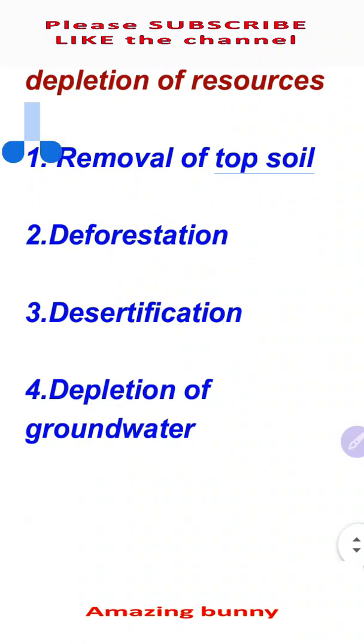Next is deforestation. Deforestation, as you know, results in a rise in temperature, less rainfall due to less transpiration, soil erosion, and loss of habitat. These are examples associated with deforestation. Loss of habitat for a large number of species of fauna and flora.